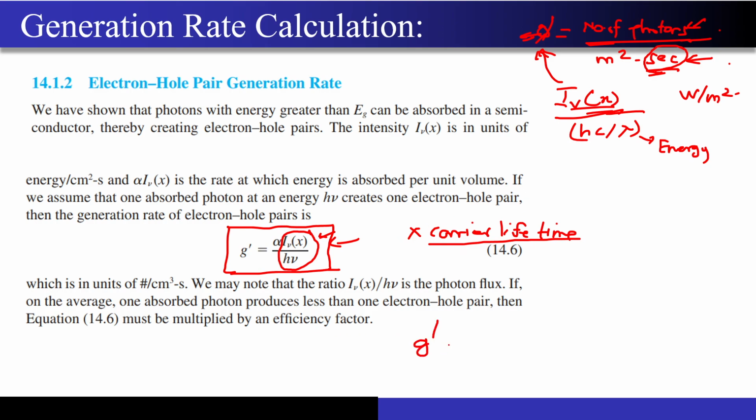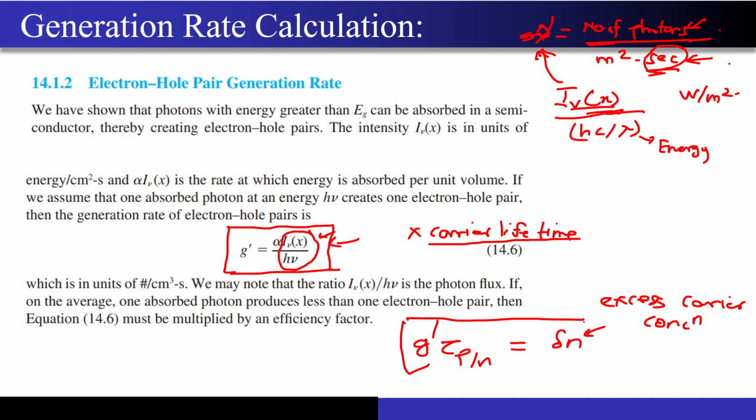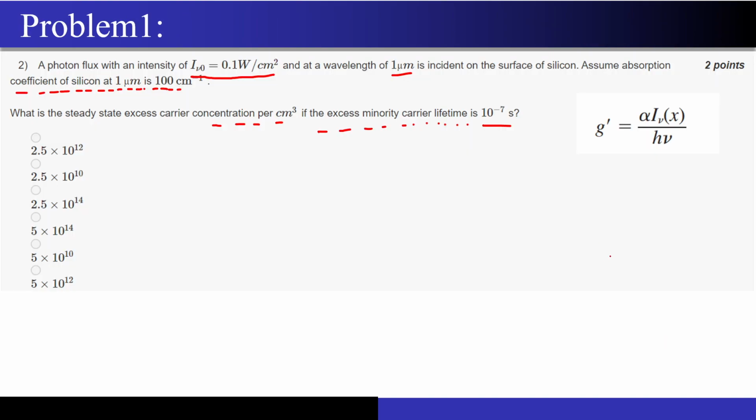So if you multiply G with the carrier lifetime, G tau P or tau N, then what you will get is the excess carrier concentration, correct? I hope till this point it is very much clear. If you guys have any doubts, then please feel free to poke me at any point. So now once this concept is clear, let's see how we can proceed ahead with the question. The first point is we have to calculate the generation rate. Once we calculate the generation rate, we will multiply it with the excess minority carrier lifetime to get the excess carrier concentration, correct?